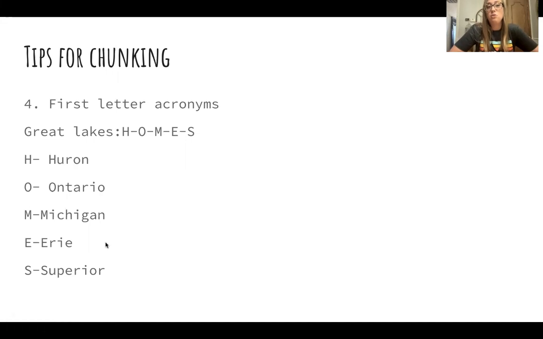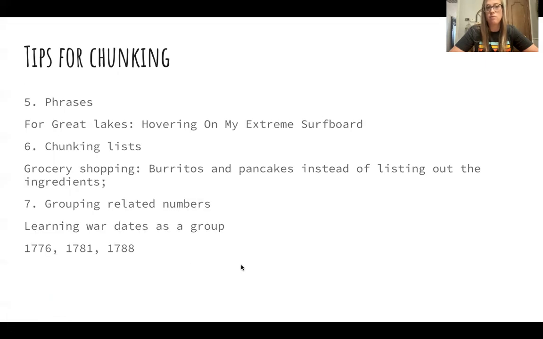Another tip is to use an acronym with the first letters. So if you were trying to remember the Great Lakes of America, you could use the acronym HOMES. H for Huron, O for Ontario, M for Michigan, E for Erie, and S for Superior. Another way is to use phrases for the acronyms. So for the Great Lakes example, you could say hovering on my extreme surfboard. That phrase is basically words that have the first letters of the acronym HOMES.